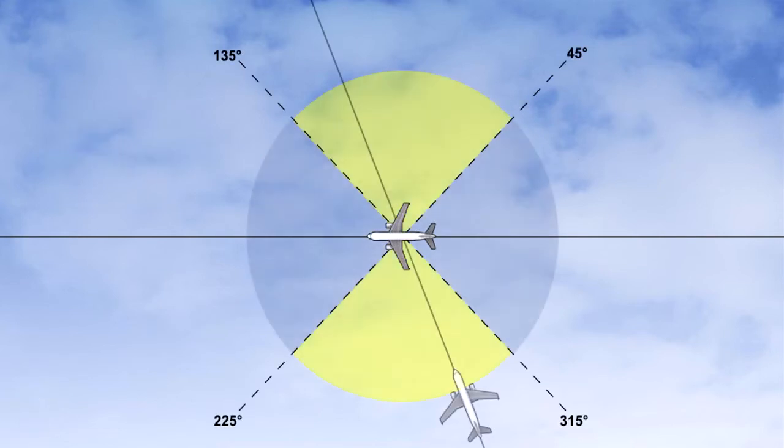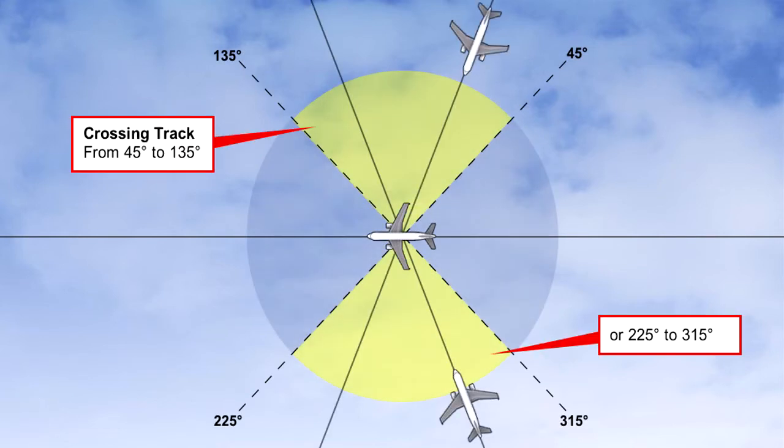Crossing tracks are defined as tracks which intersect at angles other than those we have mentioned previously.